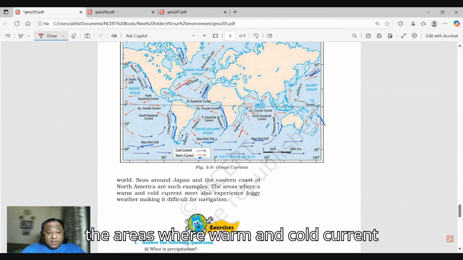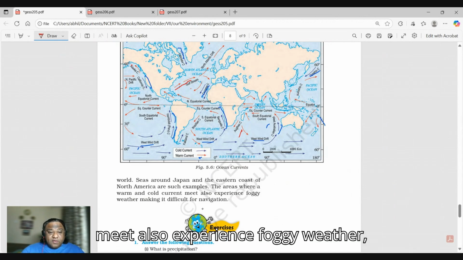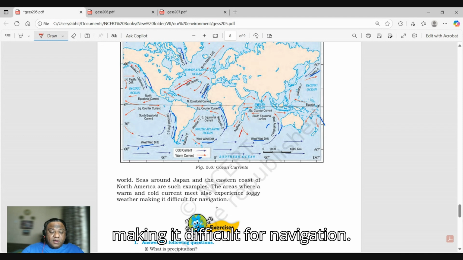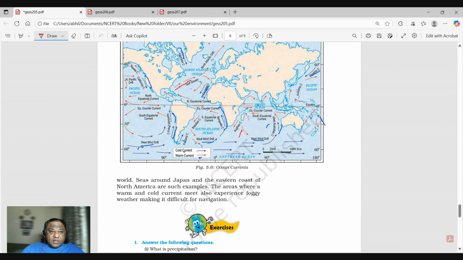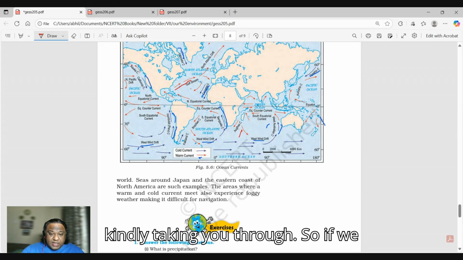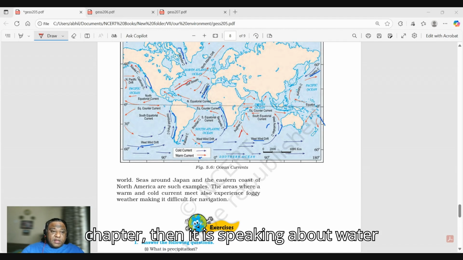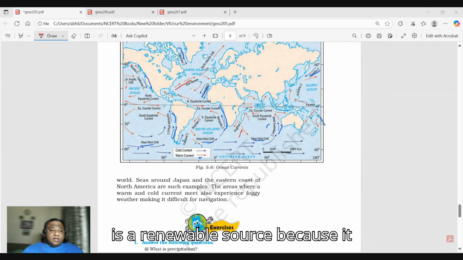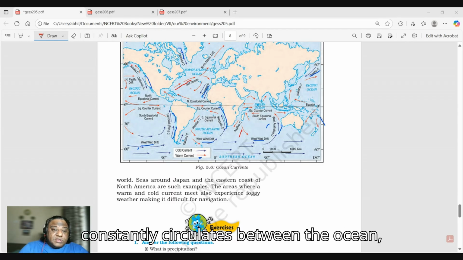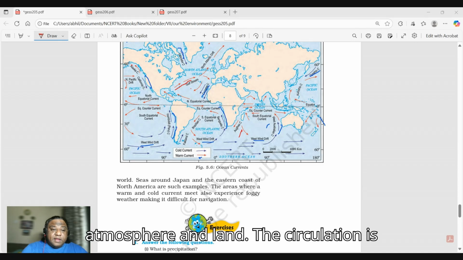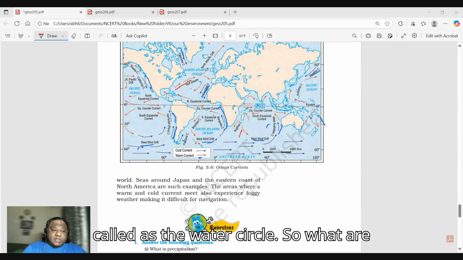So the areas where warm and cold currents meet also experience foggy weather, making it difficult for navigation. So this is what the chapter is kindly taking you through. If we summarize what is there in the chapter, it is speaking about water as a renewable resource because it constantly circulates between the ocean, atmosphere, and land. This circulation is called the water cycle.